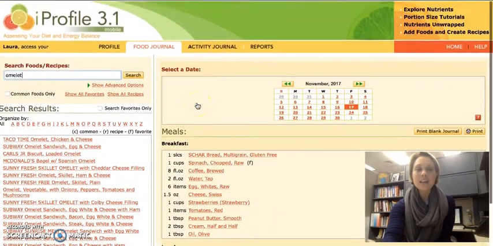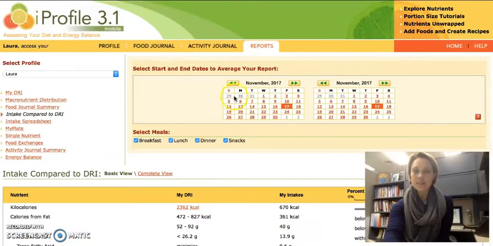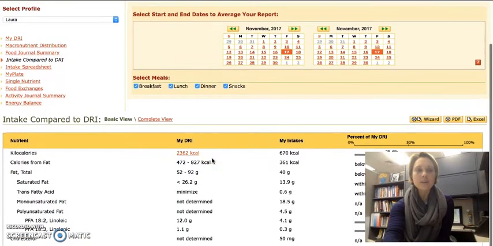And so lastly, after you pick 3 different days to assess your food intake, you're going to click on reports. And the reports that we're going to focus on here are the intake compared to DRI reports. As you can see here, the DRI is the recommended intake for me.